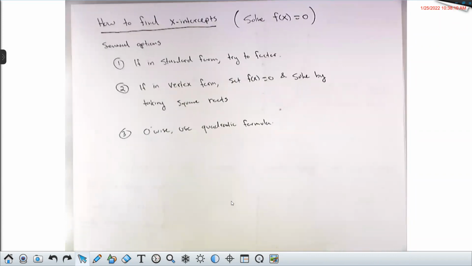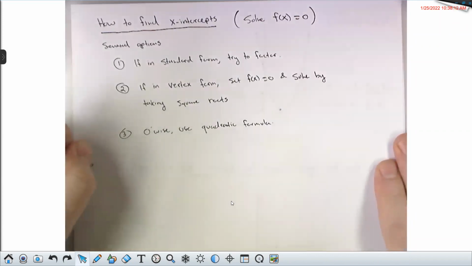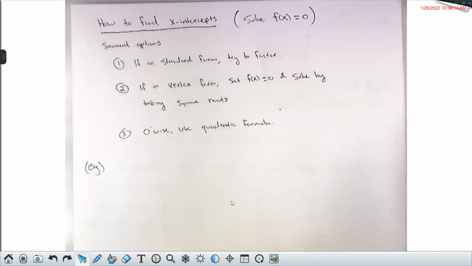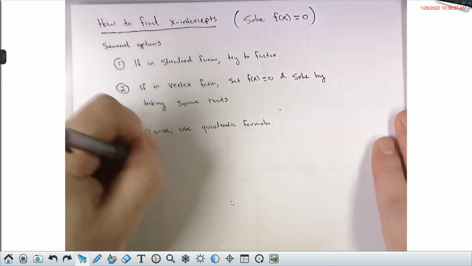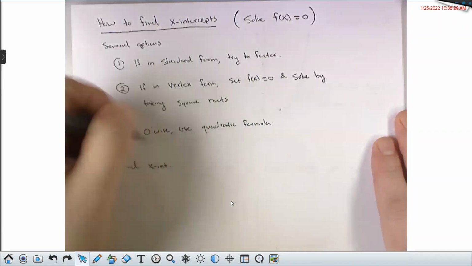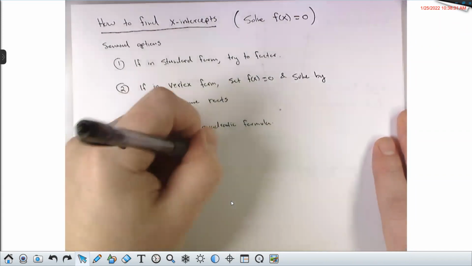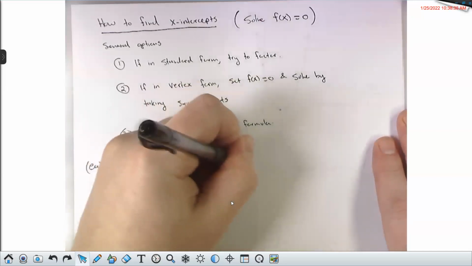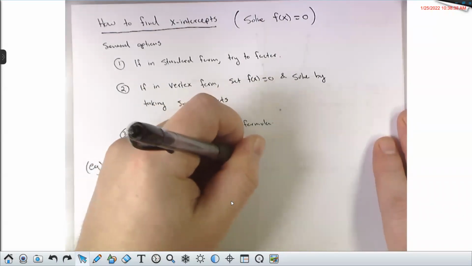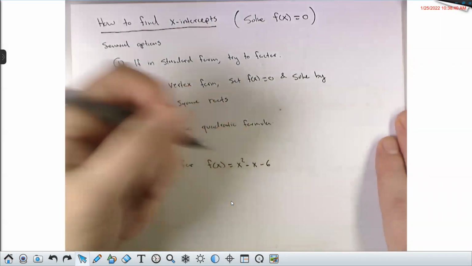So, factoring. Some factoring problems are easy, others are hard. I want to find the x-intercepts for the function f of x equals x squared minus x minus 6.